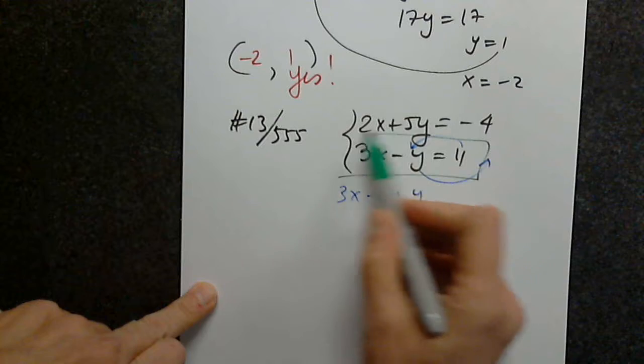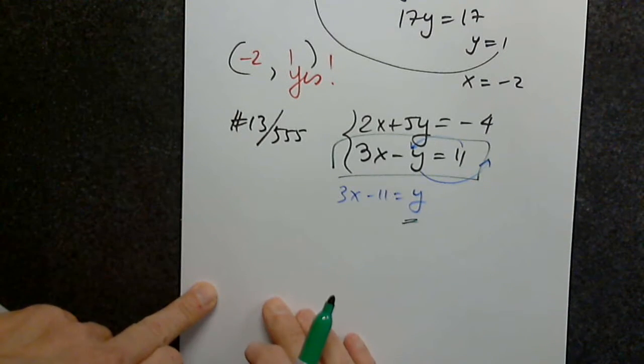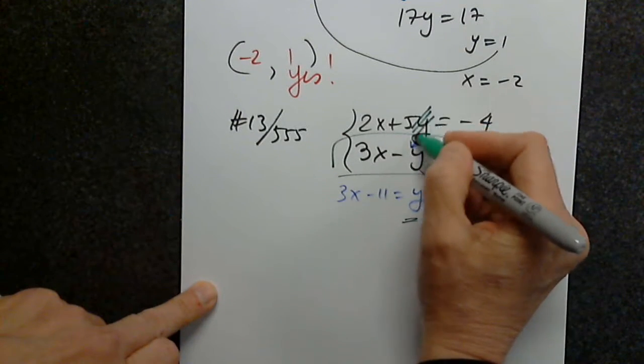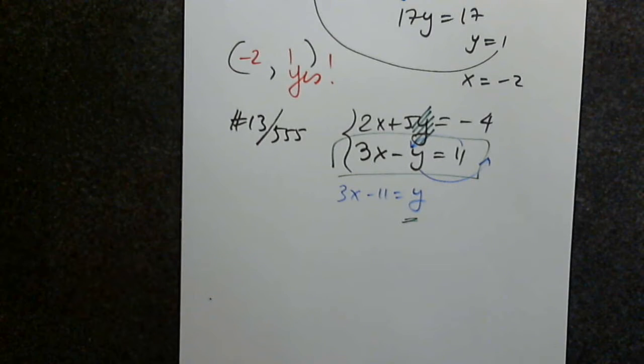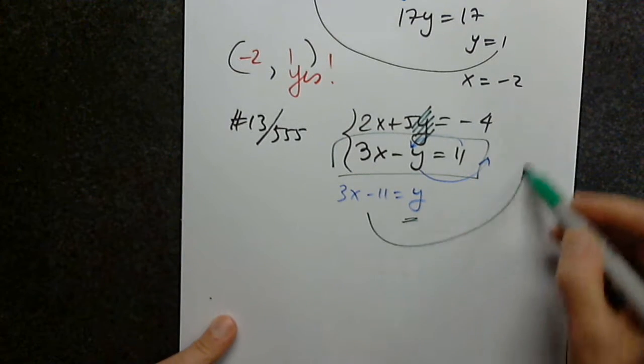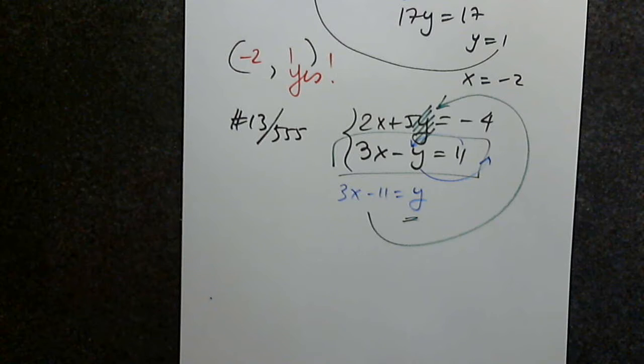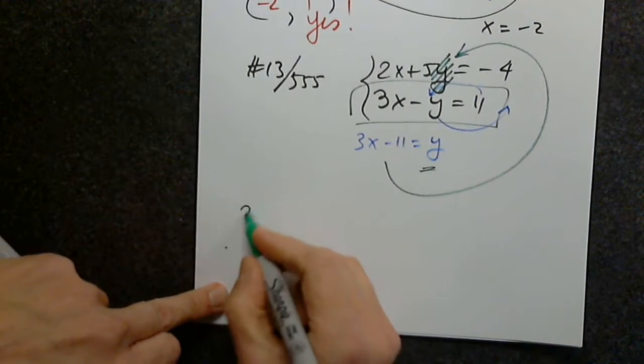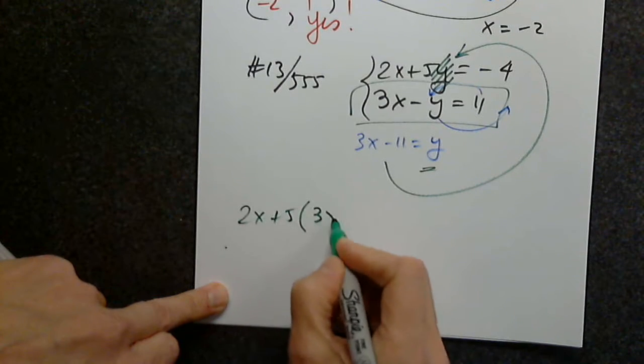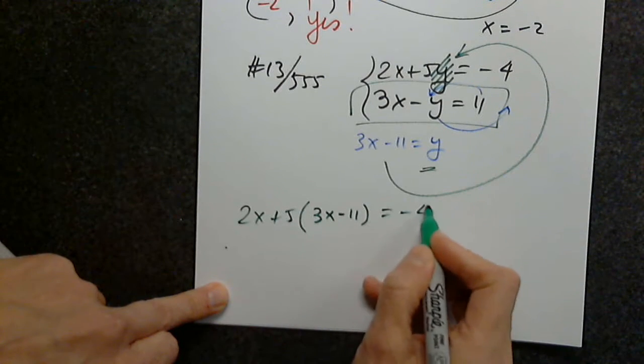So I use the second equation to get y by itself. I have to go back to the first one and replace y by what I just found out. I found out that y can be replaced by 3x minus 11. So then the first equation becomes 2x plus 5 times (3x minus 11) equals negative 4.